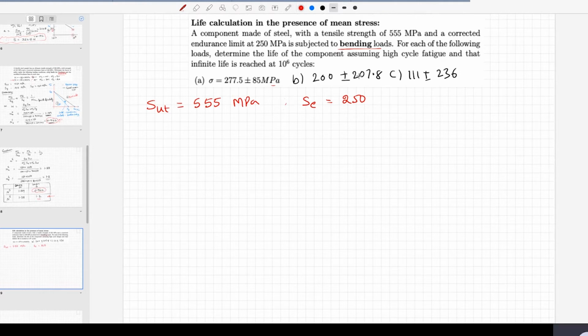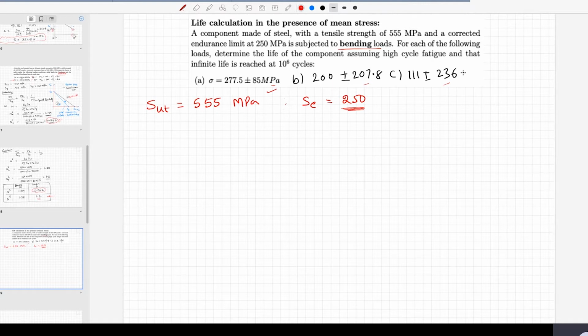So you have a scenario wherein you know the endurance strength of the material, that is 250, and SUT is 555 MPa. This is for repeated fully reversed bending loads. Now, not necessarily fully reversed loading, they didn't say anything. SE is what they have found out, 250 MPa, at which you will get 10 power 6 cycles life. All right. Now, for each of these loading scenarios, what is the life of the component? That is what we need to figure out.